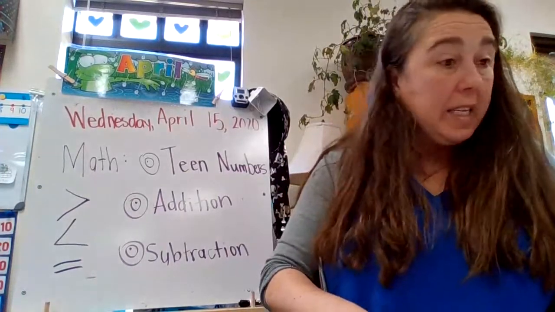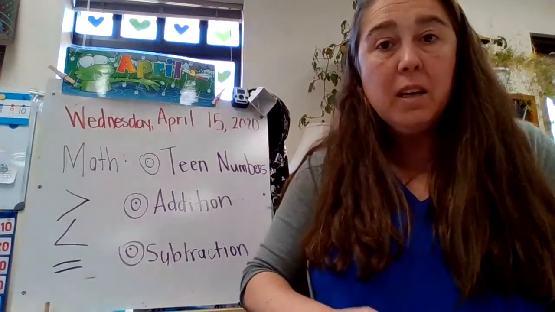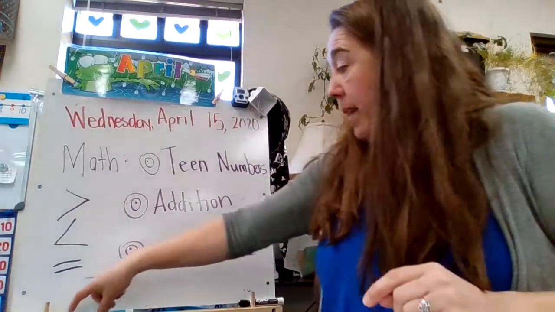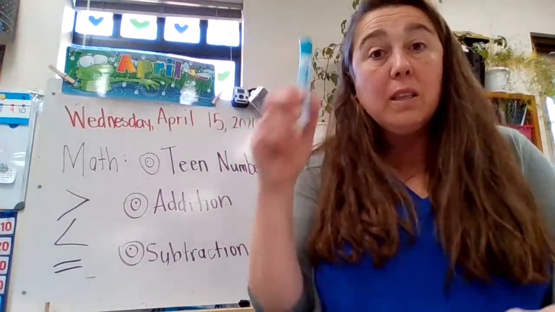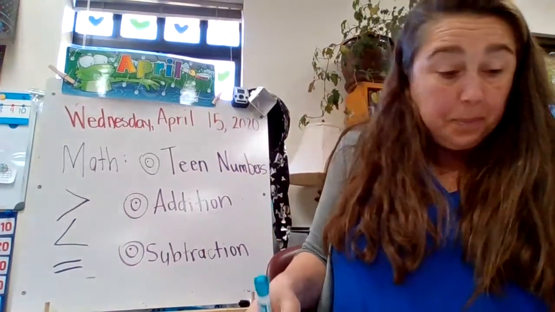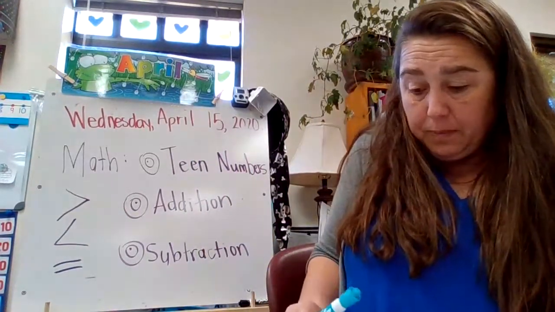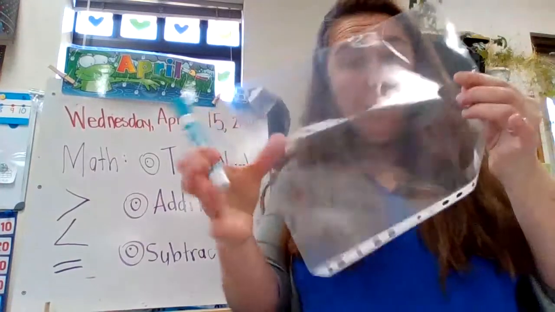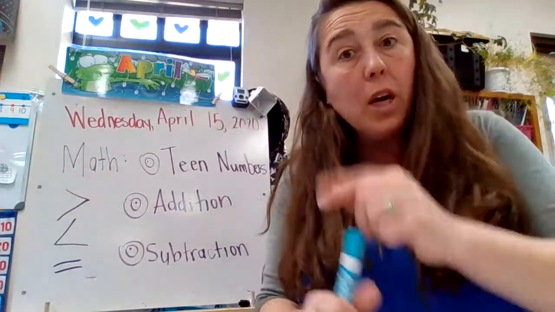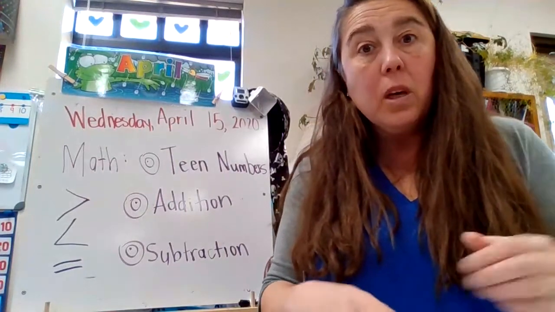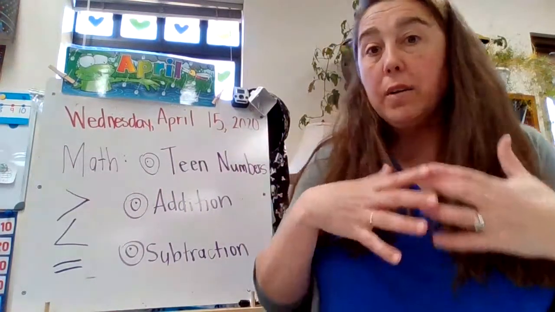So you can go ahead and take out your clear sheet for me and a dry erase marker. If you need to find that, go ahead and grab it. There's no sheet that goes with this. We're just going to use a blank sheet like so, that you can write on, and a marker. And we're going to talk about comparing some teen numbers. So which is greater, which is less, are they equal?